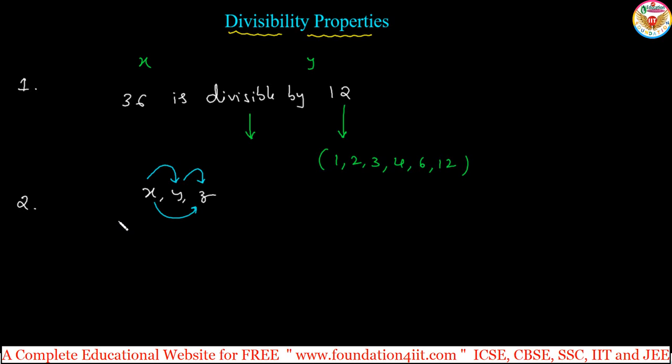Let us take one example. 72 is divisible by 24, right? And 24 is divisible by 4. 72 is divisible by 24, that means 24 is a factor of 72. 24 is divisible by 4. Then 72 is divisible by 4. The first one is divisible by the last one directly. x is divisible by y, y is divisible by z, then x is divisible by z. Right.